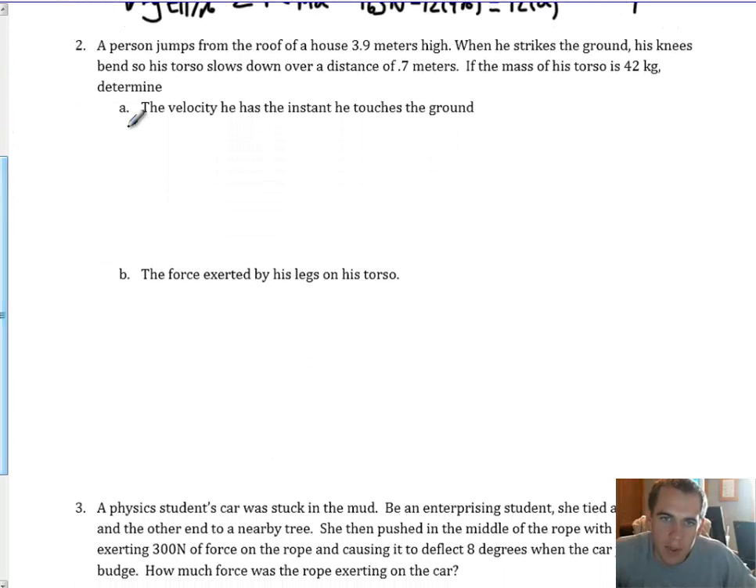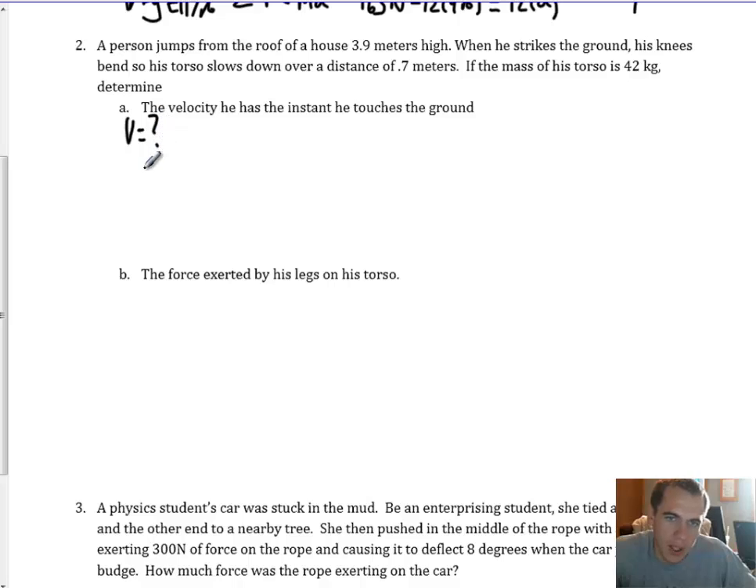Okay, second problem. Person jumps from the roof of a house 3.9 meters high. When he strikes the ground, his knees bend, so his torso slows down over a distance of 0.7 meters. If the mass of his torso is 42 kilograms, determine the velocity he has the instant he touches the ground and the force exerted by his legs and the torso. So we're supposed to find his final velocity here in the first part.